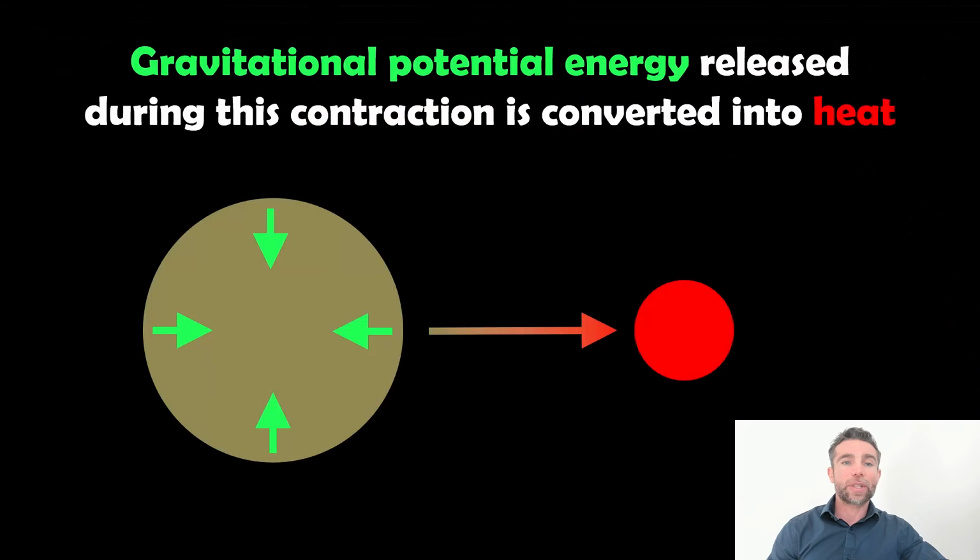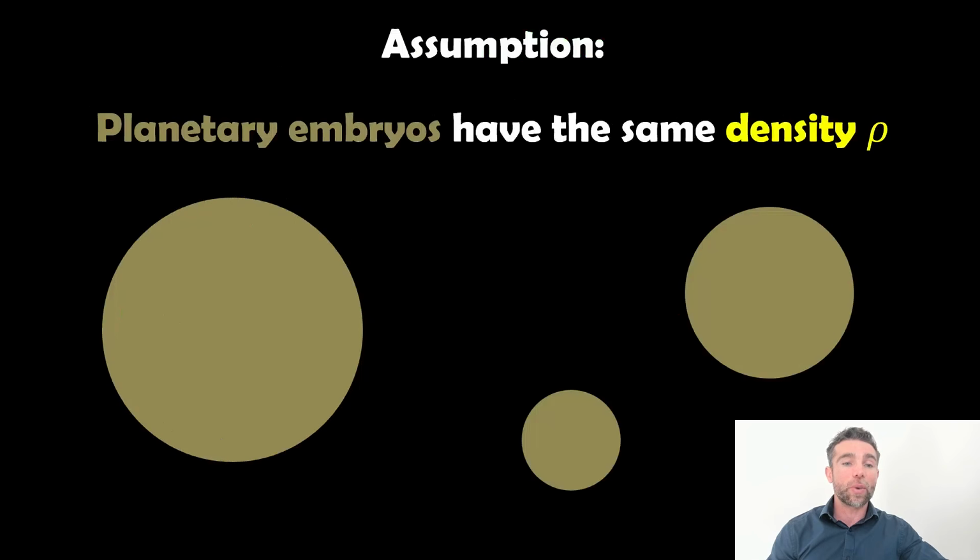So the gravitational potential energy, as it's growing in the disk, is released during this contraction and is converted into heat. The gravitational potential energy released during that contraction of the material is converted into heat, and that's what we want to have a look at. That will give us our initial temperature after formation once it's stopped growing.